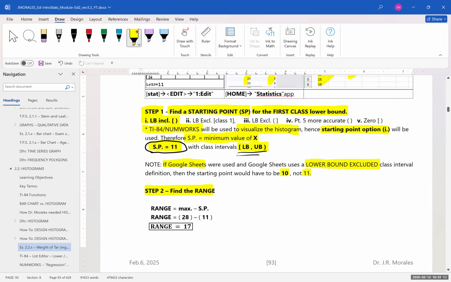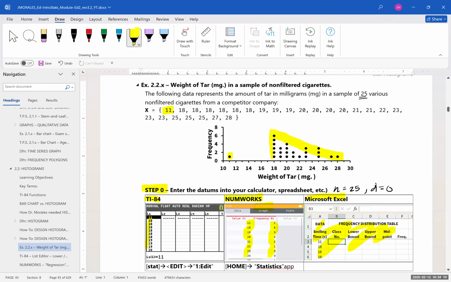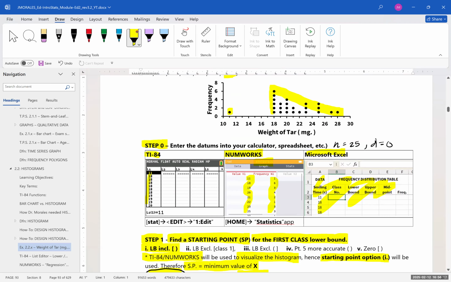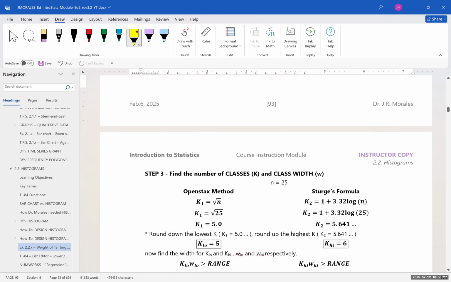So step 2 is to find the range. The range is equal to the maximum of our data set minus our starting point. Now our starting point, that was from step 1, that's 11. What's the maximum? If we come back up here to our data set, the maximum value is 28. So we're just going to substitute 28 for the maximum. And so the range is equal to the maximum minus the starting point, which is going to be 17. So now let's move on to step 3.